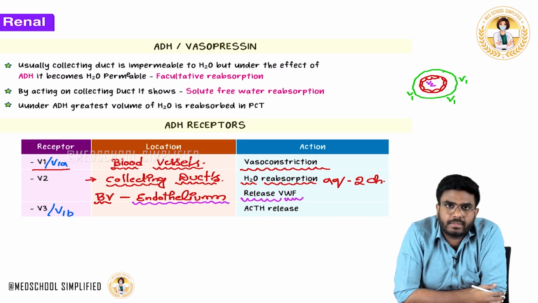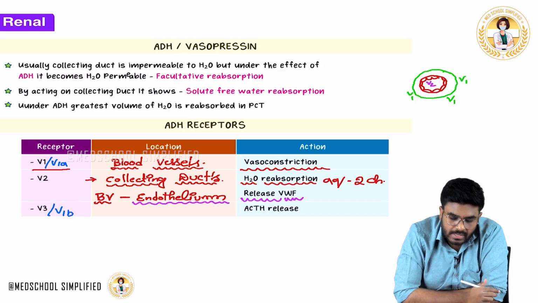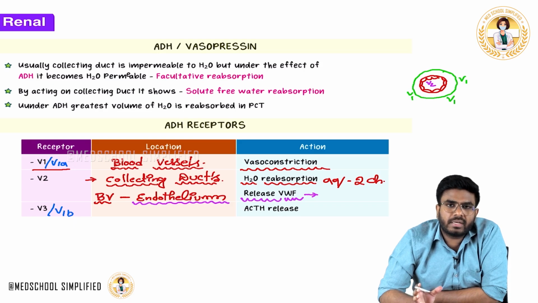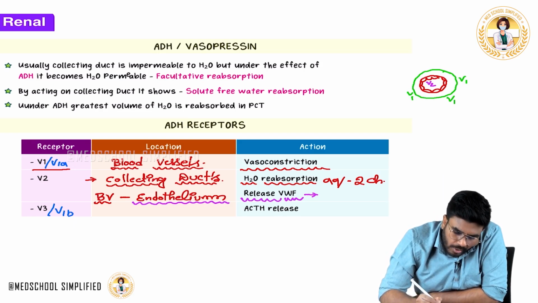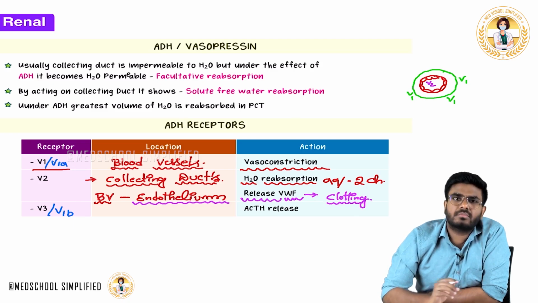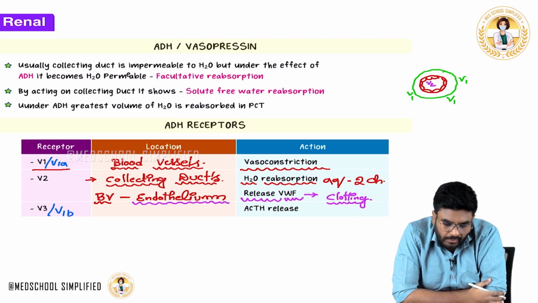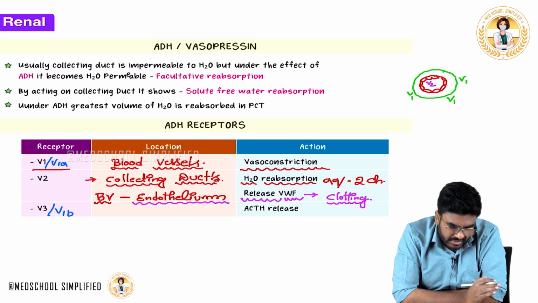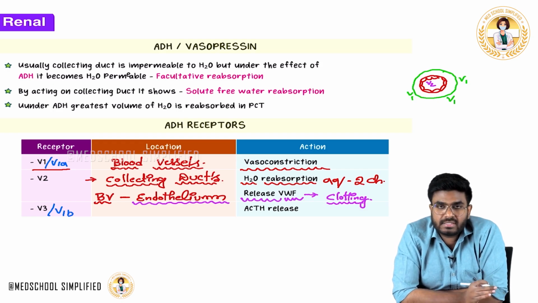For now, just remember that von Willebrand factor helps in platelet adhesion. That platelet adhesion will be followed by platelet aggregation, followed by clotting factor activation, so clot formation. The simple point I want you to know is that von Willebrand factor is needed for clot formation. Just remember that point. Later we will understand why this is important.